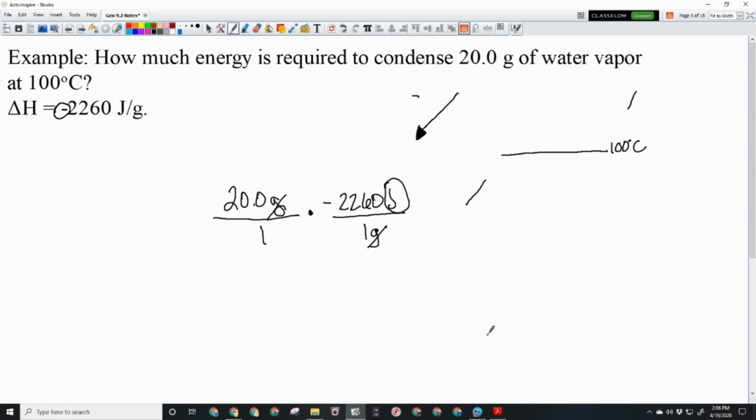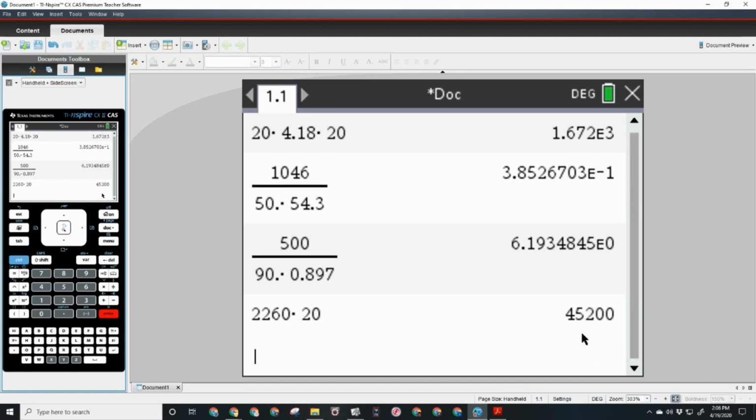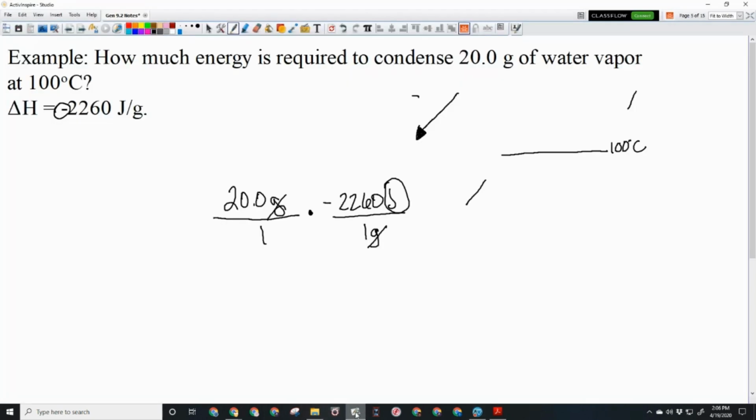Okay, so if we go to our calculator, it's 2260 times the 20 grams. So it's going to take 45,200 joules of energy to remove that. That's a negative. We're removing this much energy in order to take 20 grams of gas or water vapor to liquid. We have to remove this much energy. Okay, so that's just that flat area.